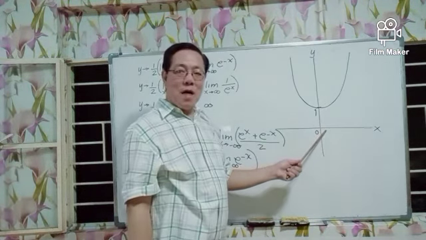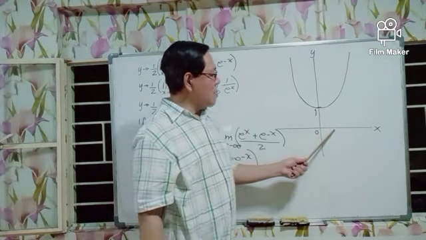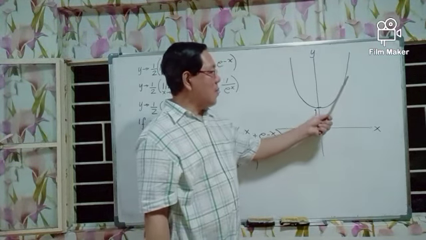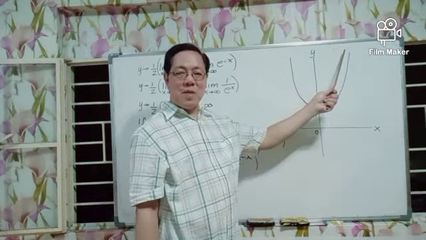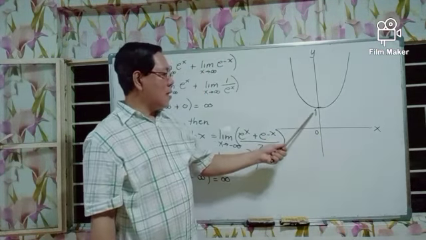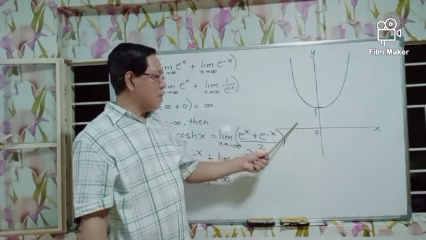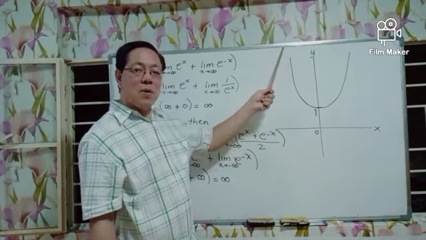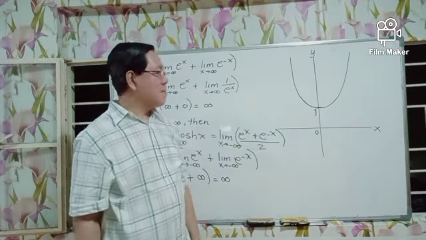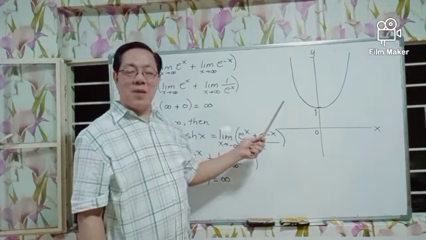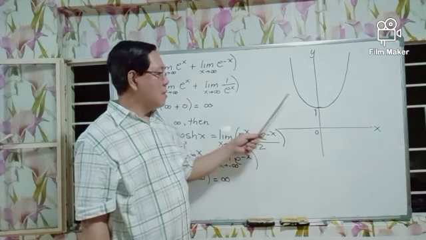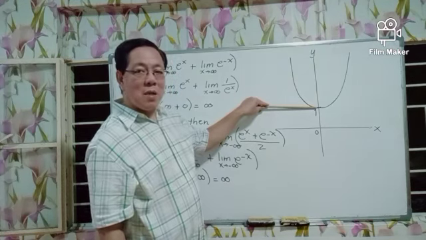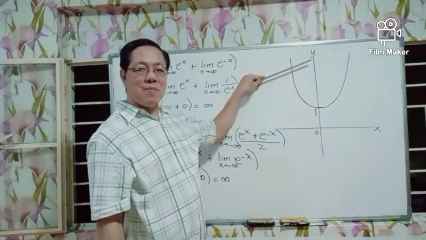We have shown that as the values of x approach positive infinity, the values of y approach positive infinity. We have also shown that as the values of x approach negative infinity, the values of y approach positive infinity. And you can see from this graph that the range is from positive 1, including positive 1, up to positive infinity.